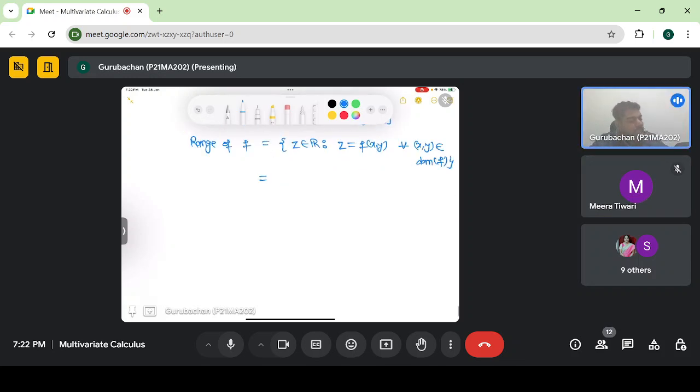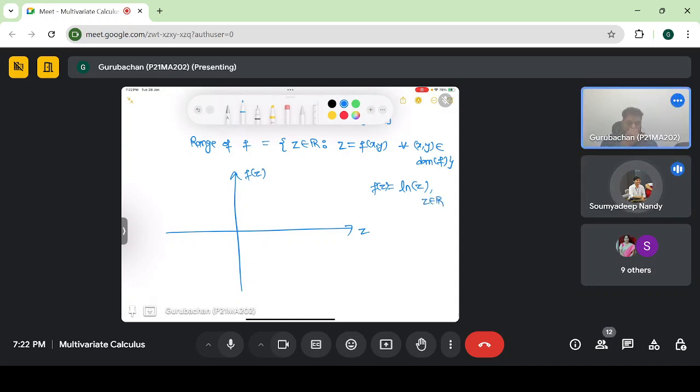Tell me, what is the graph of ln x? We can discuss it here. Suppose we have some function f of z equals ln z, and z is any real number. What would be the graph of this? When z tends to 0, ln z tends to minus infinity, and at 1 it is 0. And when z tends to infinity, ln z tends to infinity.